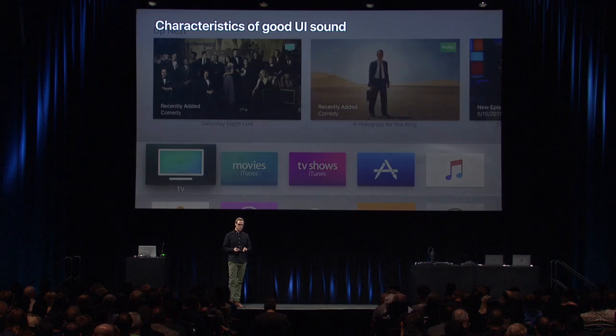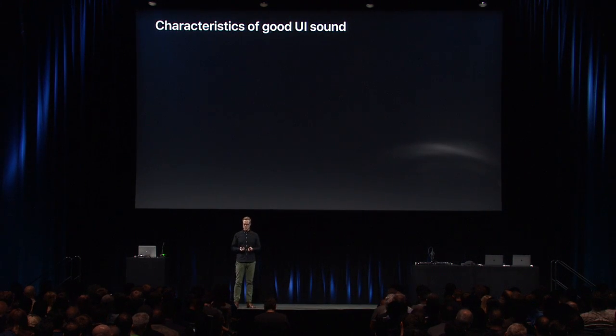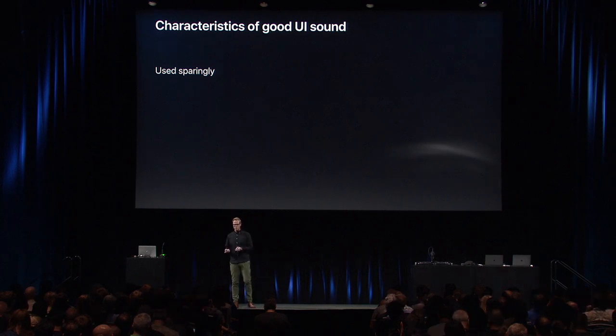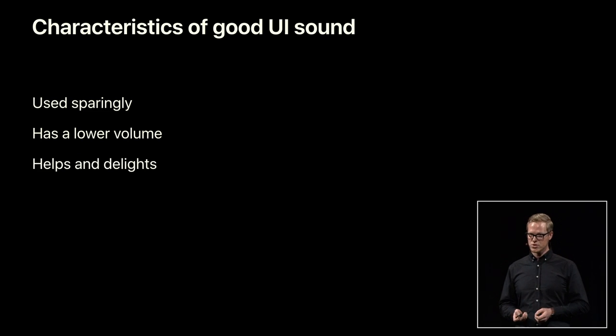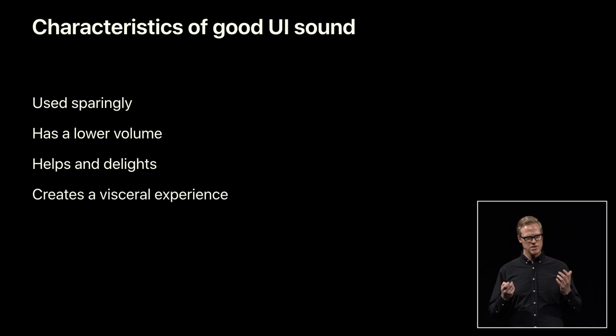So, what are the characteristics of good UI sound design? Well, first off, it's used sparingly. Really, again, try to find a balance between no sound and too much. It's a delicate balance. It has a much lower volume than a notification sound because people have their phones in their hands. We can keep it very quiet. We only want to add a very subtle layer to the experience. Now, they help the users and they delight the user by creating this great visceral experience combined with haptics and animation.